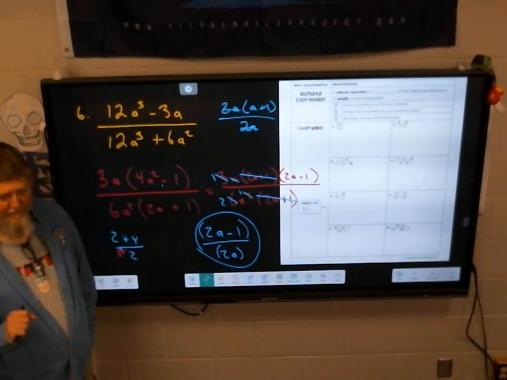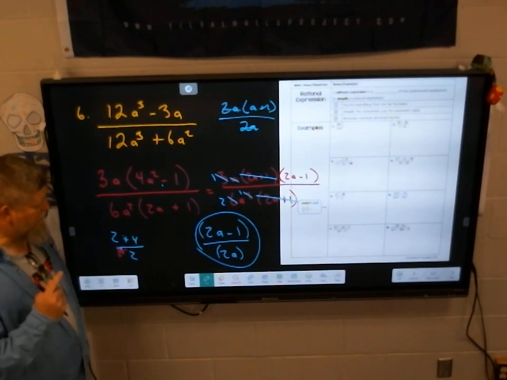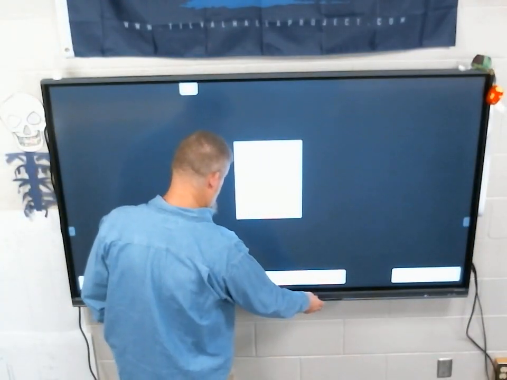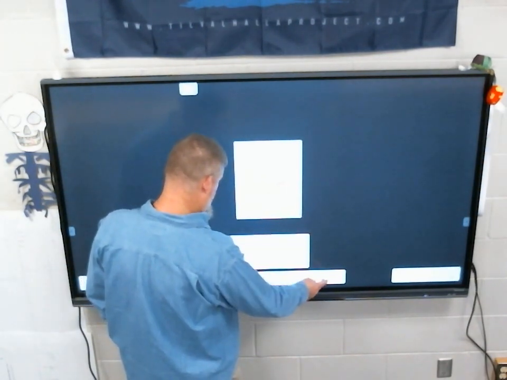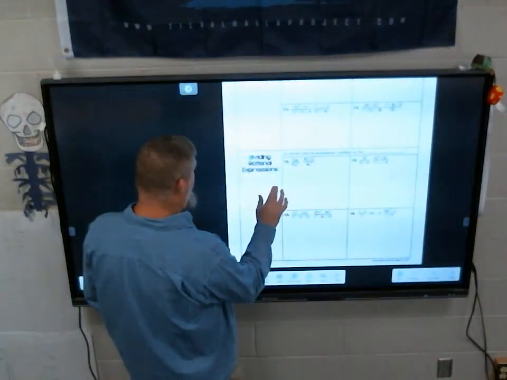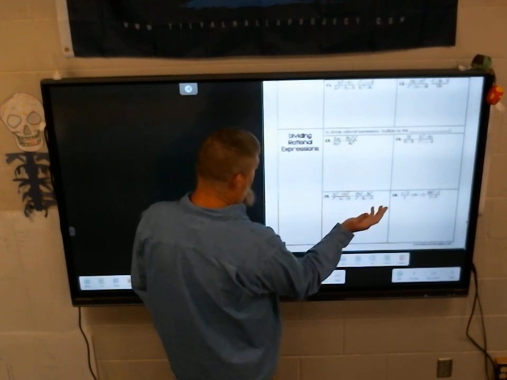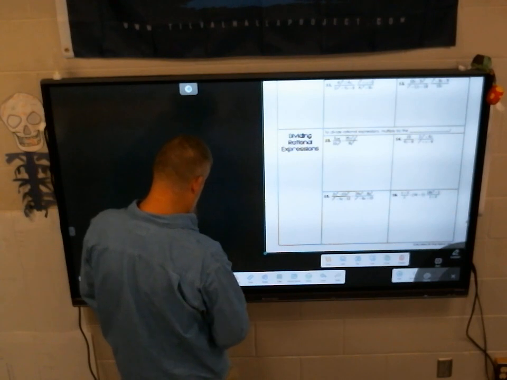Okay, I'd like to show you division. I'm going to need to show you one division example. Flip to the back page. It should say dividing rational expressions. Let's go with number 14 to begin with.